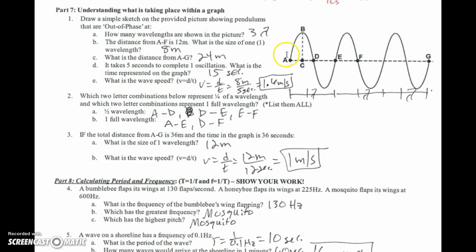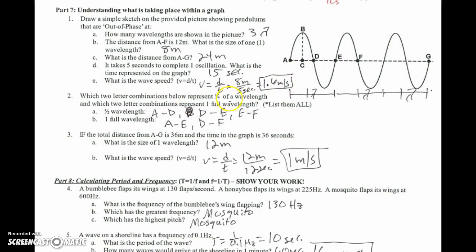What's the distance from A to G? Well, A to G here would be 8, 16, 24, so it would be 24 meters. If it takes 5 seconds to complete one oscillation, what is the time represented on the graph? Well, 5 for 1, 10, so 5 more, 15, should be 15 seconds. What is the wave speed? Well, the distance of 8 meters divided by 5 seconds, right? The distance of 8 meters, time of 5 seconds, is 1.6 meters per second.